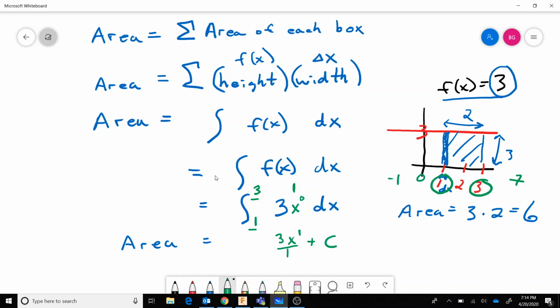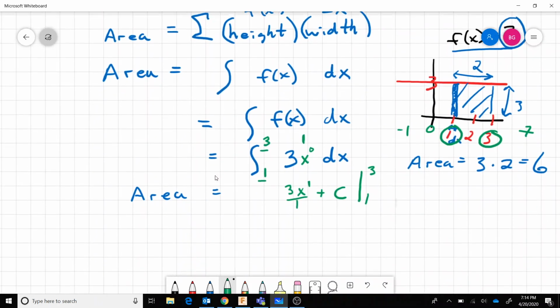Okay, now, gentlemen, we integrate, and we've learned how to do that, and we don't want to lose this lower and upper bound. So I just draw a line over here, and I put the 1 there, and I put the 3 there, and I'll show you what to do next. Let's get ourselves a little more space.